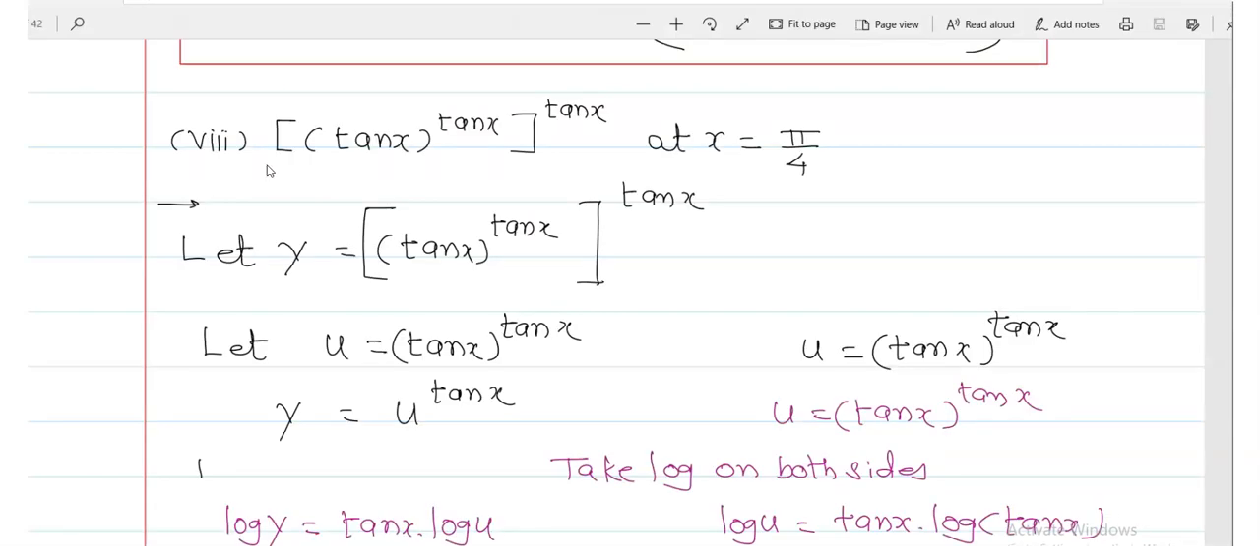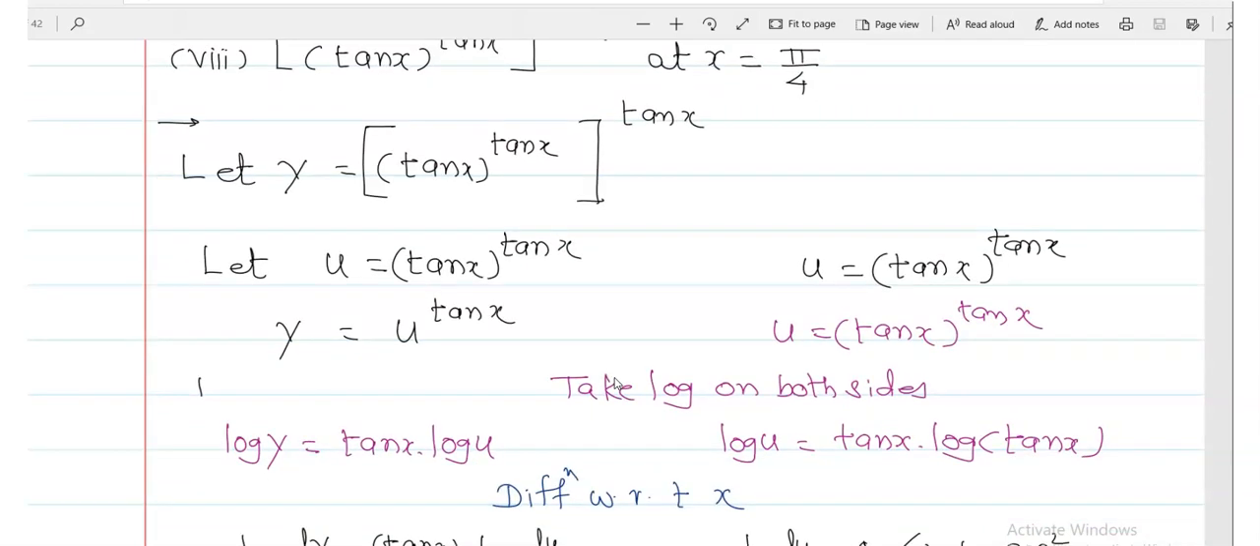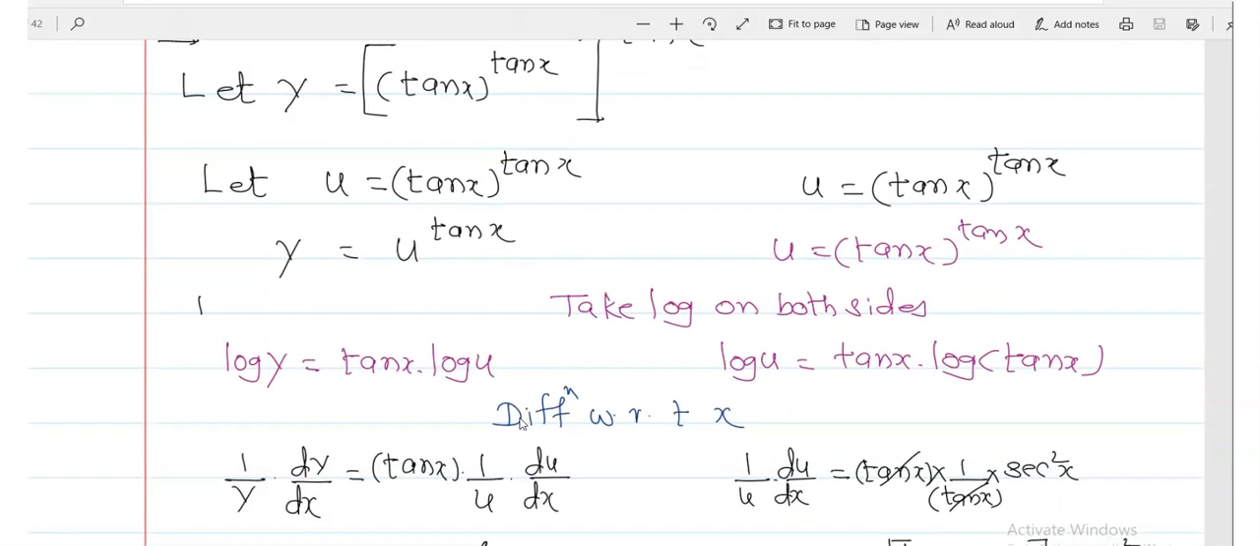And this is example number 8. That is, tan of x raised to tan of x raised to tan of x at x equals pi by 4. Let y equal tan of x raised to tan of x in bracket raised to tan x. Let u equal tan of x raised to tan x. Therefore, y equals u raised to tan x. Now take log on both sides. That is, log of y equals tan of x into log of u.